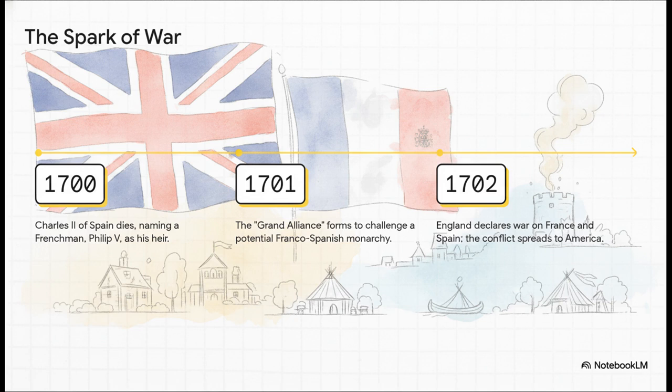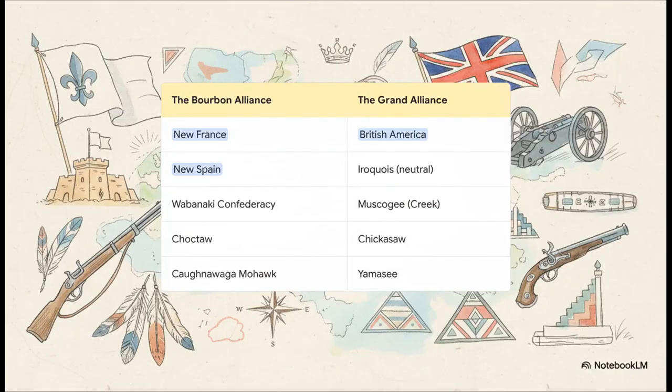Now, for England and its allies, this was an absolute nightmare scenario. A unified French and Spanish empire, a Catholic superpower controlling huge chunks of Europe and the Americas? No way. So they form what they called the Grand Alliance to stop it. And by 1702, the world is at war. And even though they might have hoped to keep their colonies out of it, the fight had already jumped the Atlantic.